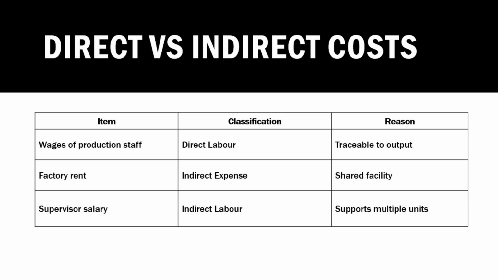You can also extend this logic to services. For example, in a hotel, housekeeping assigned to one specific room clean might be direct for that room night. But the housekeeping manager's salary would be indirect. The exam will often ask you to label individual items direct or indirect and justify why.